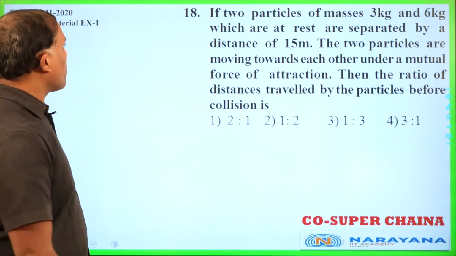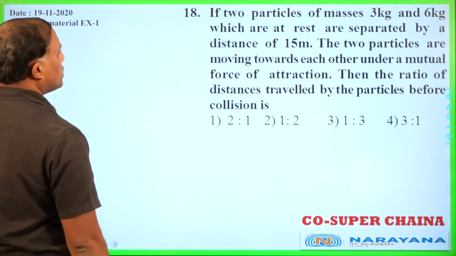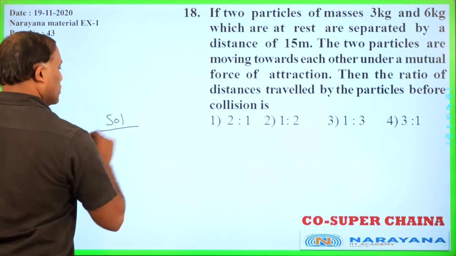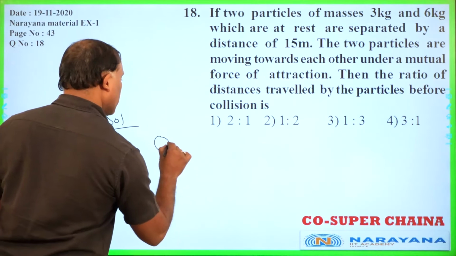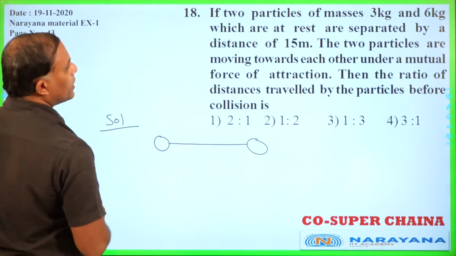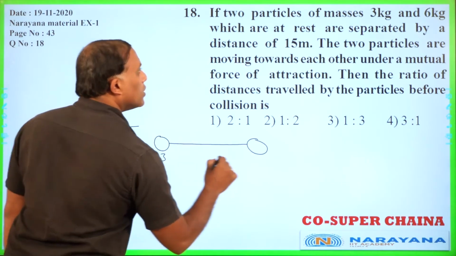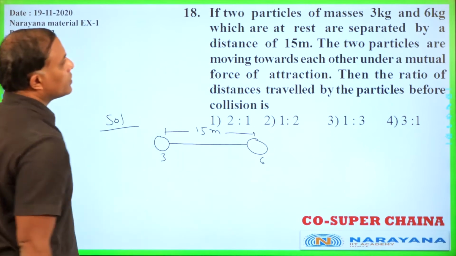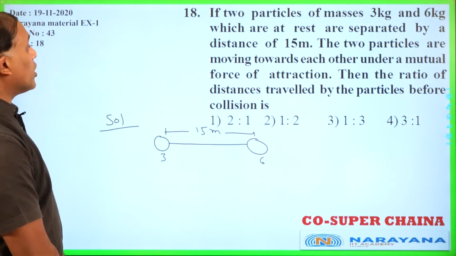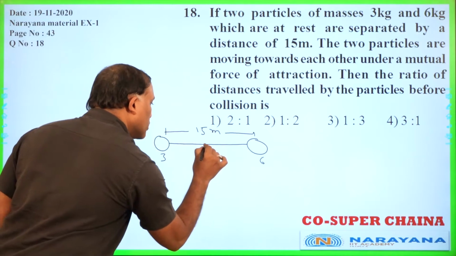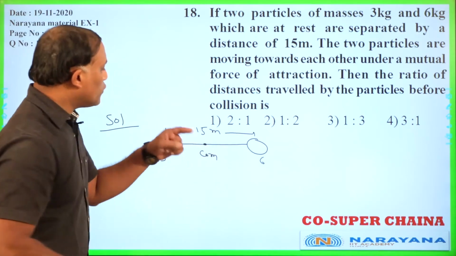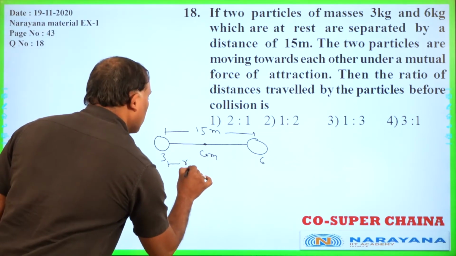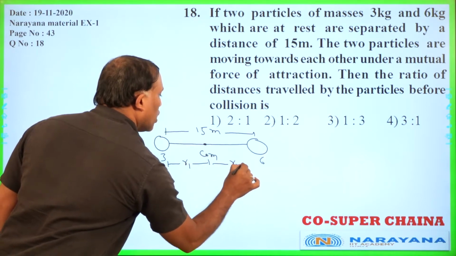Next question we can see. Two particles of masses 3 kg and 6 kg, which are at rest, are separated by a distance of 15 meters. So, this is 3, this is 6, separated by a distance of 15 meters. The two particles are moving towards each other under mutual gravitational attraction, meeting at the center of mass. Mutual gravitational attraction means the center of mass won't get affected. So, obviously this will move by r1 distance, and this will move by r2.